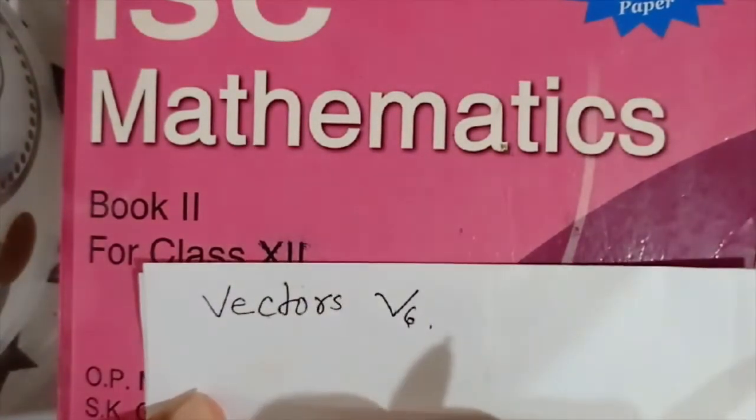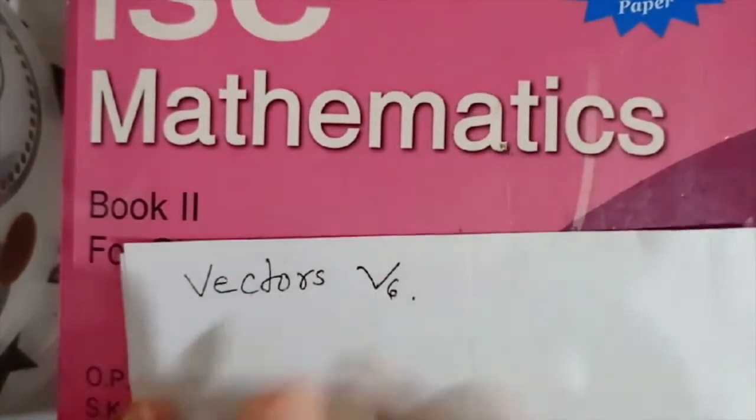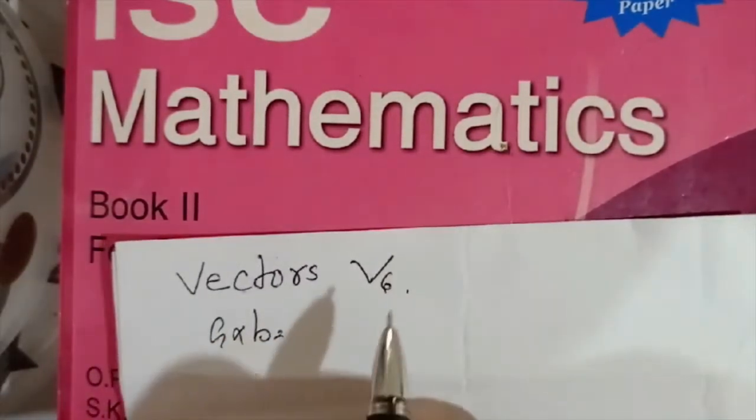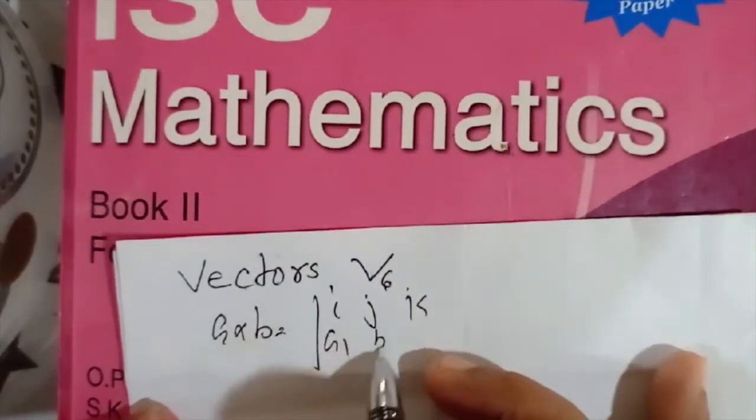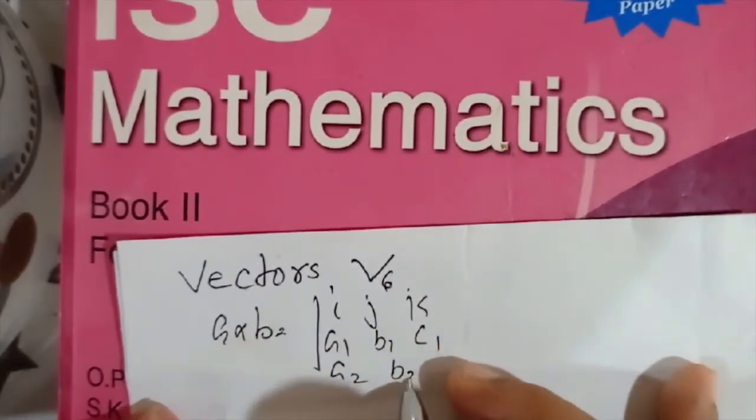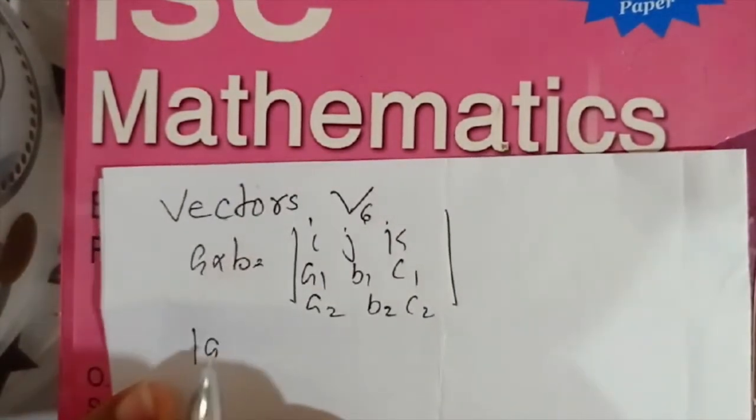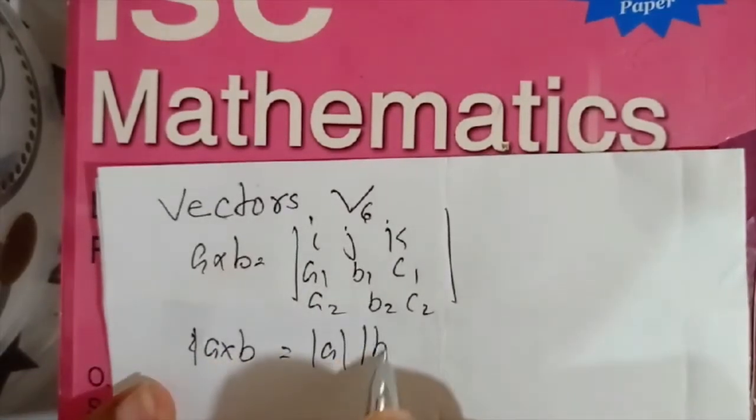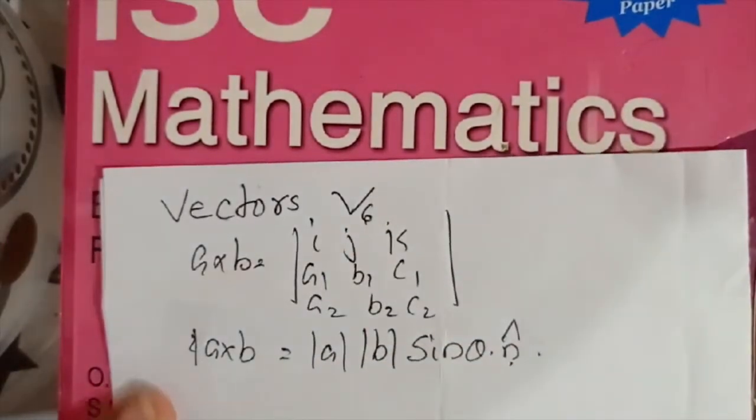In the previous class, I discussed the cross product of vectors: A cross B is equal to the determinant ijk, A1 B1 C1, A2 B2 C2. And the second formula for A cross B is mod A mod B sin theta into vector n. What is this vector n? Vector n is the unit vector, isn't it?